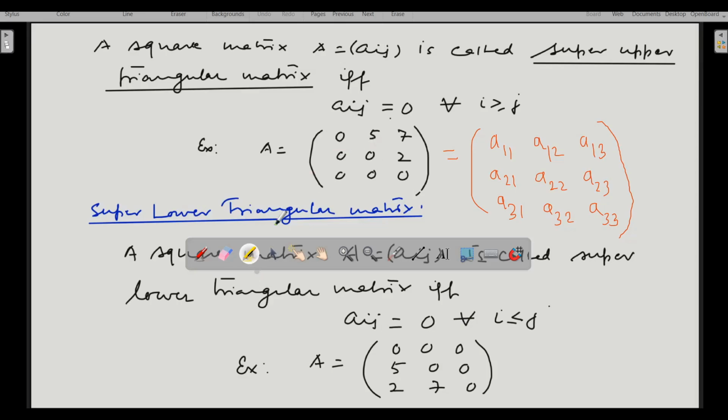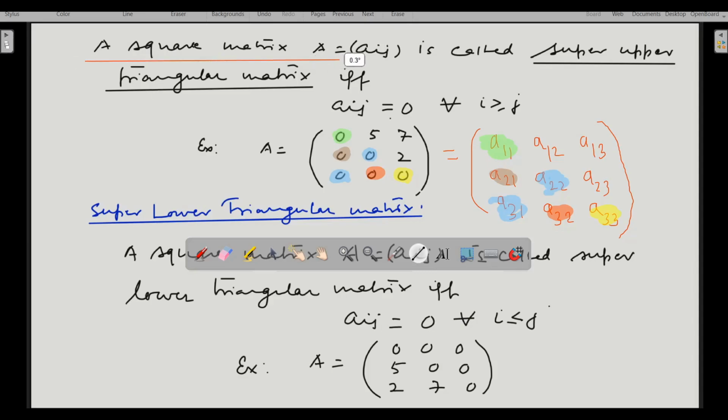Now have a look. This particular element corresponds to A11, and this particular element corresponds to A21. This element corresponds to A31, then this element corresponds to A32, then this element corresponds to A33, right? And again, I don't have a different color, I will show you. So this element corresponds to A22.